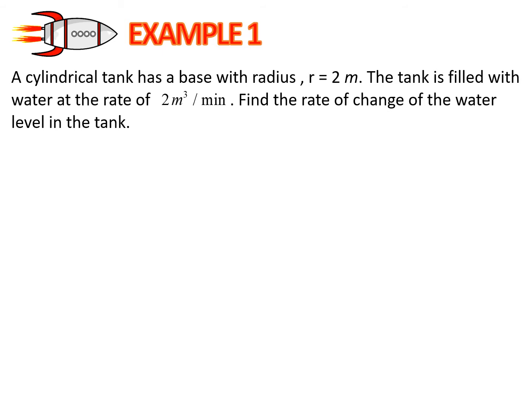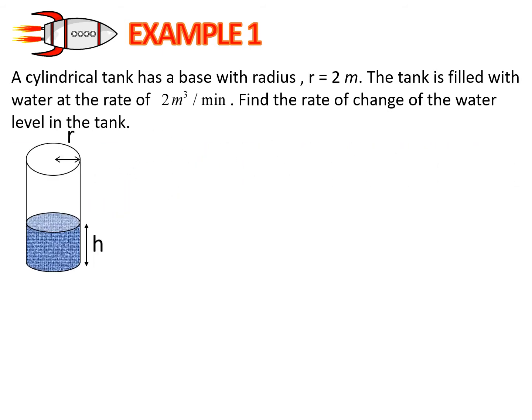Let's discuss example 1. A cylindrical tank has a base with radius r equals 2 meters. The tank is filled with water at the rate of 2 meters cubed per minute. Find the rate of change of the water level in the tank. First, we sketch the cylindrical tank with the radius r and the height of the water level denoted as h.